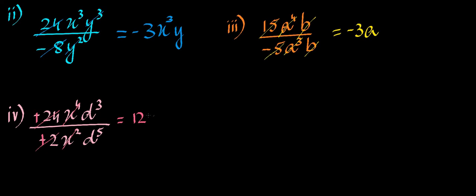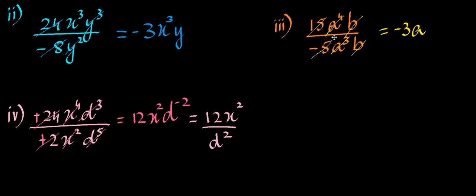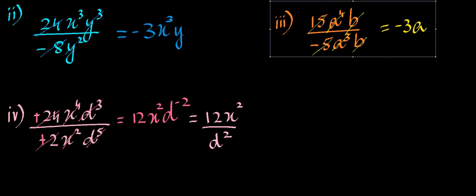X raised to 4, x raised to 2, we have x raised to 2. D raised to 3 and d raised to 5. So we have d raised to 3 minus 5 gives me minus 2. This can also be written as 12 x raised to 2 upon d raised to 2. As you know, the laws of exponents, with a negative power, it reciprocates and the power becomes positive. So this is how you write the answer.